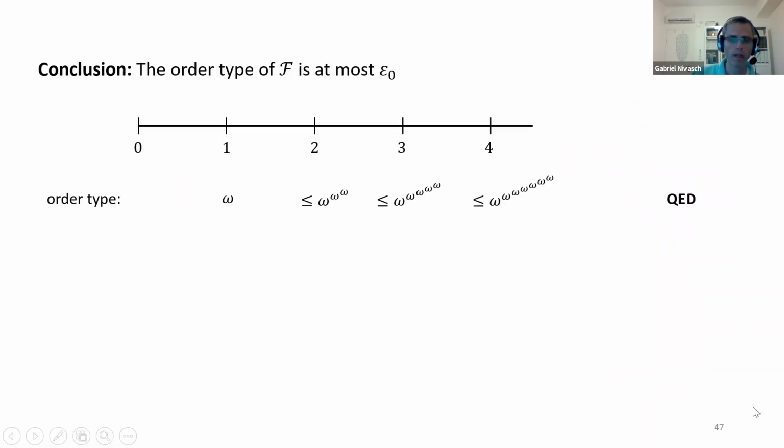So you get this upper bound for the ordinal type of the fusible numbers 1, 2, 3, and 4. This tower of omegas grows by 2 in each step. And if our conjecture is true, then it grows by 1 in each step, not by 2. But in any case, for an upper bound of epsilon 0, this is good enough.